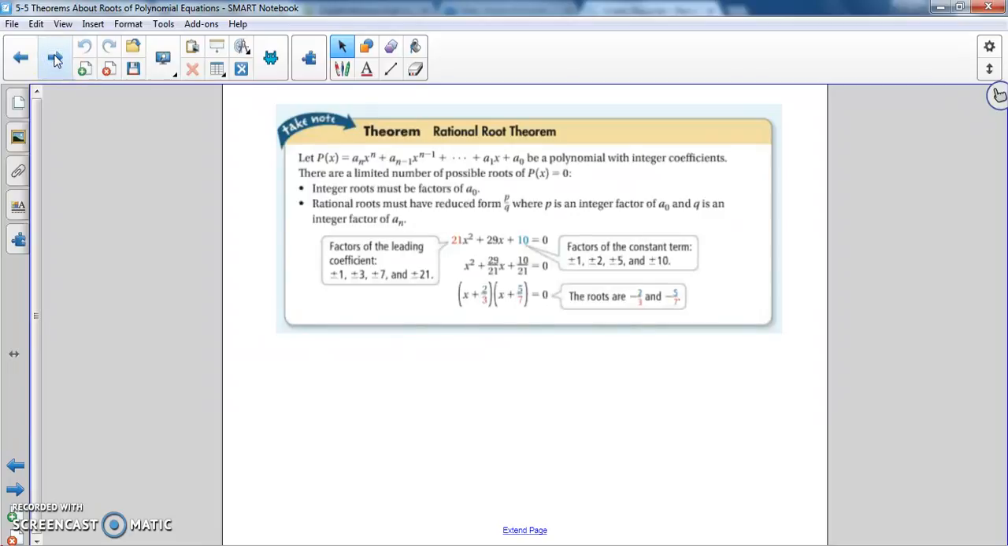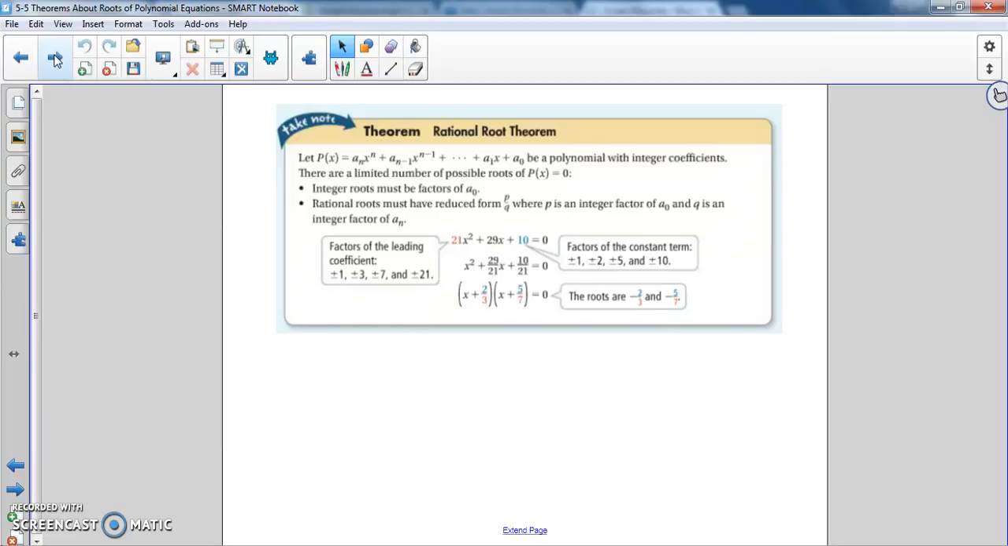So one way to find the root of a polynomial equation p of x is to guess and check. This is a very inefficient way to find roots, and there's a way to minimize the number of guesses or possible roots. The rational root theorem does that. So if we have our polynomial p of x with integer coefficients, there are a limited number of possible solutions where p of x equals 0.